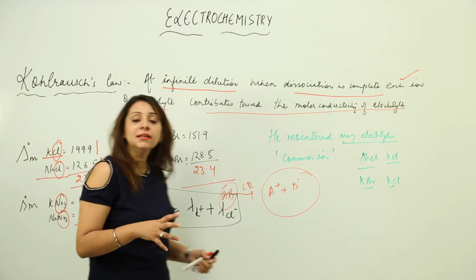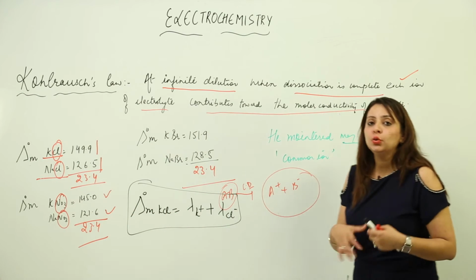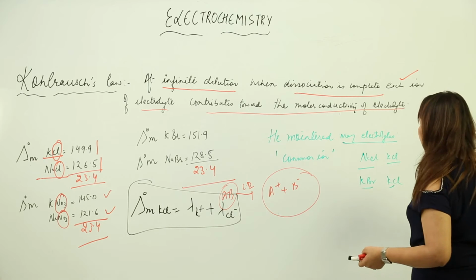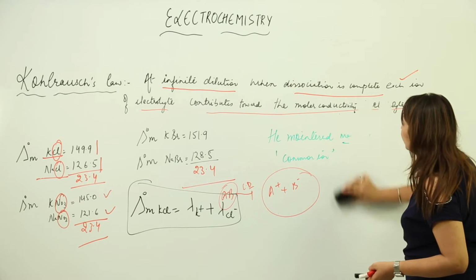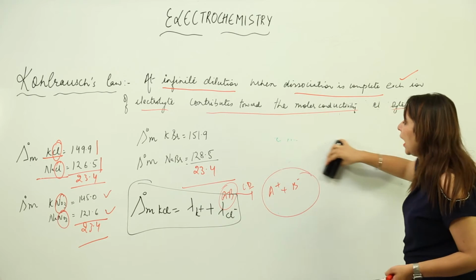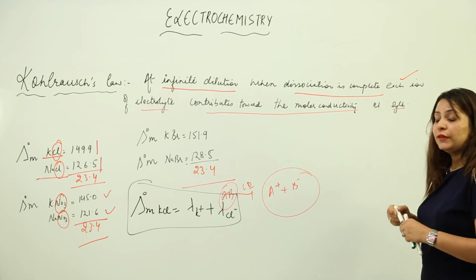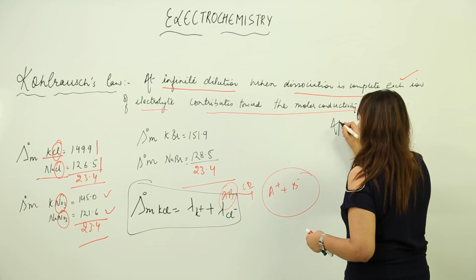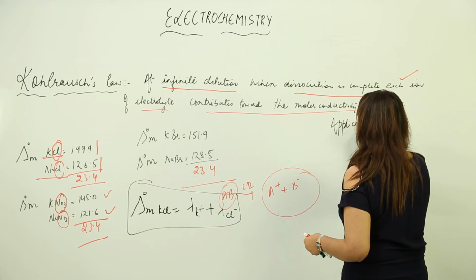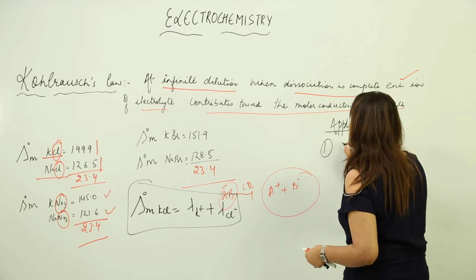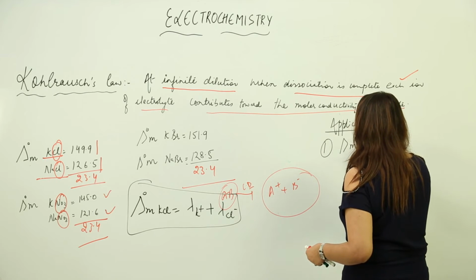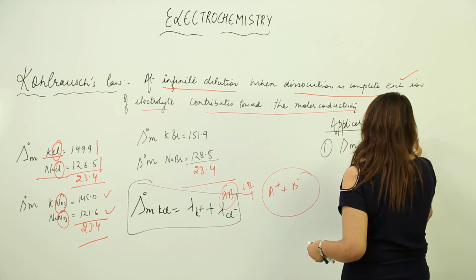Now it has certain applications, it is being used in many places. So let's first see where we can use this Kohlrausch law and how it is beneficial for us. So the first major application is that it helps us to calculate molar conductivity for a weak electrolyte.